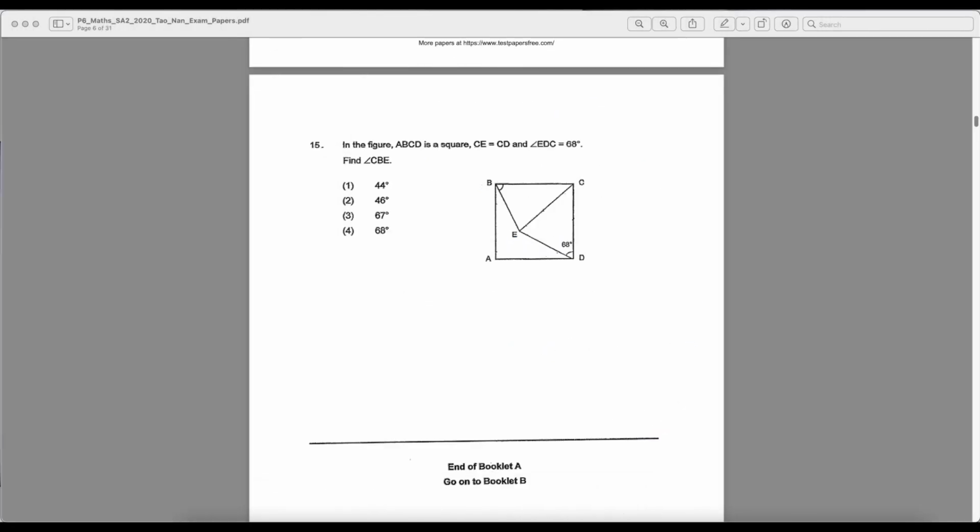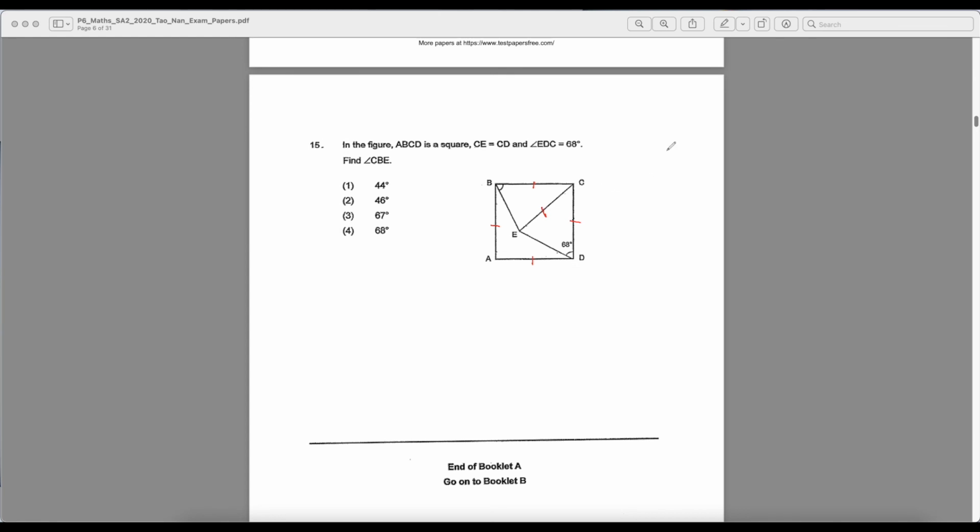Alright guys, we're at the last question now, question 15. You all should be a little bit happy because MCQ is gonna be over soon. It's 2 marks and hopefully it's not too hard. Alright, so let's start. ABCD is a square, so as usual, if it's a square, this is what I like to do. Alright, and CE equals to CD. Okay, so if CD is a set of square, then I'm just gonna draw another line here then. And EDC is 68. Alright, find CBE.